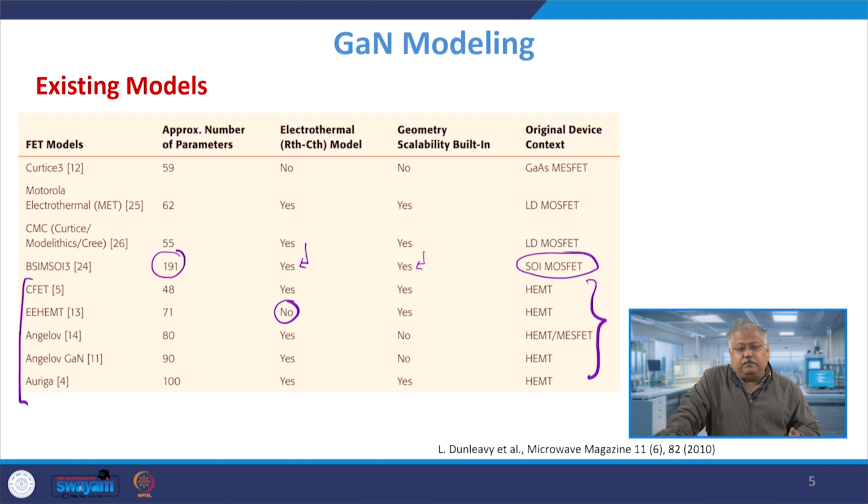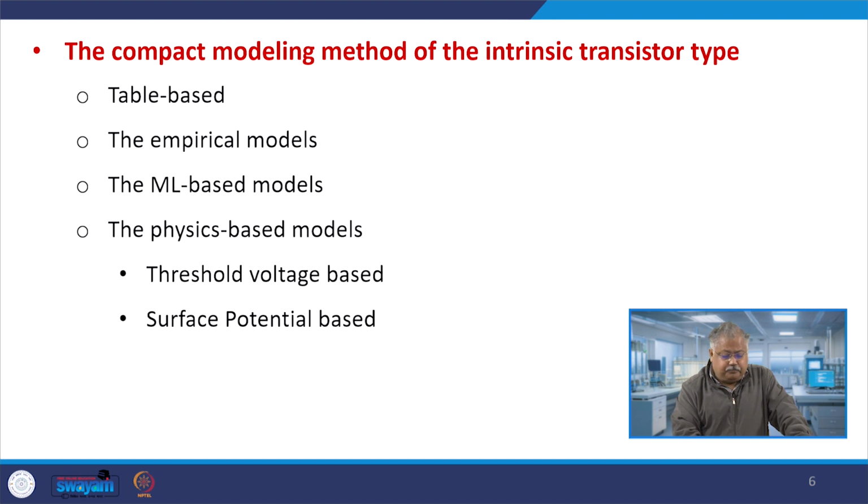Geometrical scaling, when I say it, is the scalability of the model. So if you are working with a 3 micron transistor and you reduce it to 2 micron or 1 micron or 0.5 micron, do the physical changes which appear in the device get reflected onto the model itself? If it is so, then it is referred to as geometrical scalability. So this is a basic sort of existing models which are available for GaN.